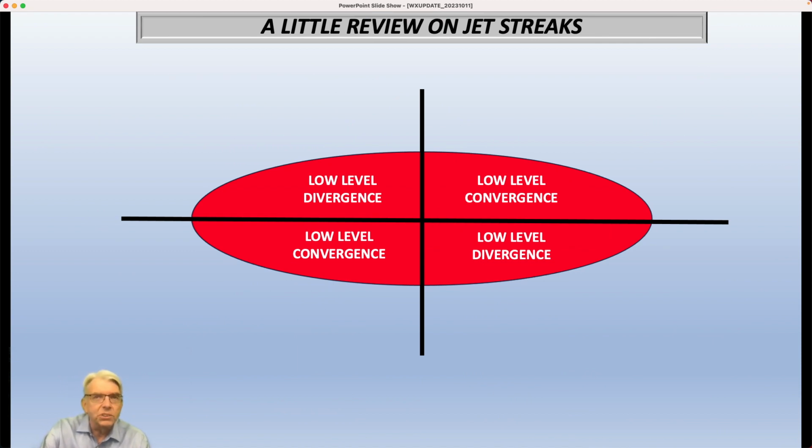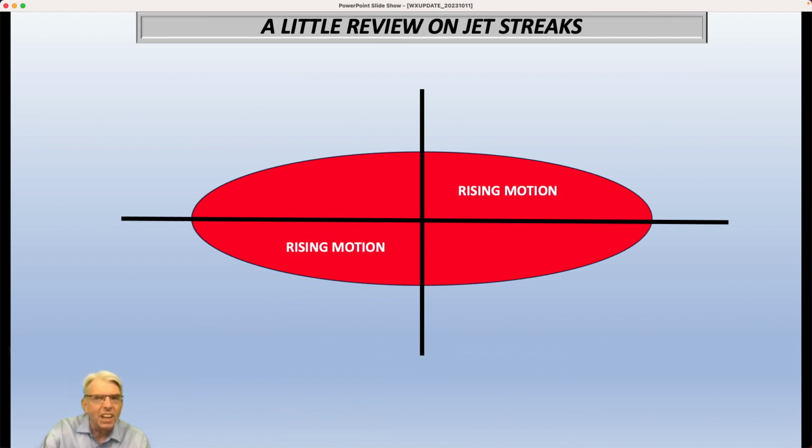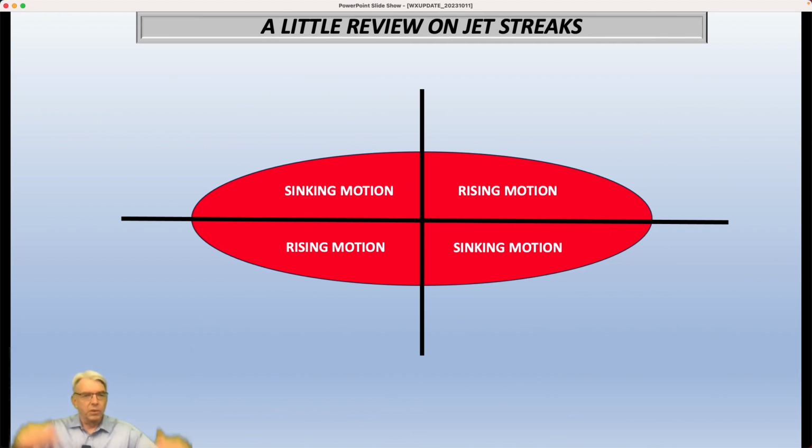So because of these various patterns that set up, we have rising motion in the left exit region and the right entrance region, okay? So remember up in here, we have upper level divergence and low level convergence. So the air is coming together in the low levels, it's going up, and then it's diverging at the top. And the same thing is going on here. And then in the left entrance and the right exit, you have sinking motion, where the air is converging at the top, sinking, and then spreading out when it gets near the ground.